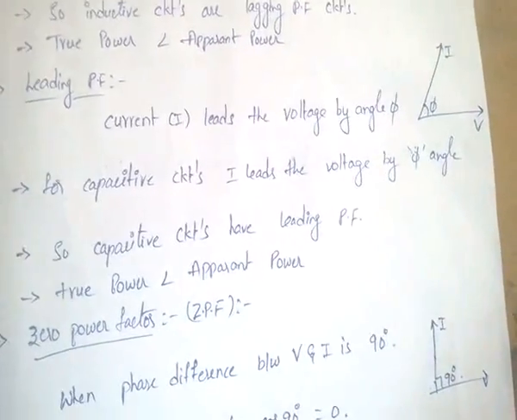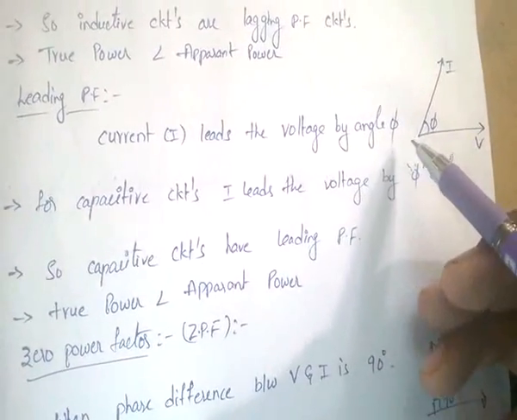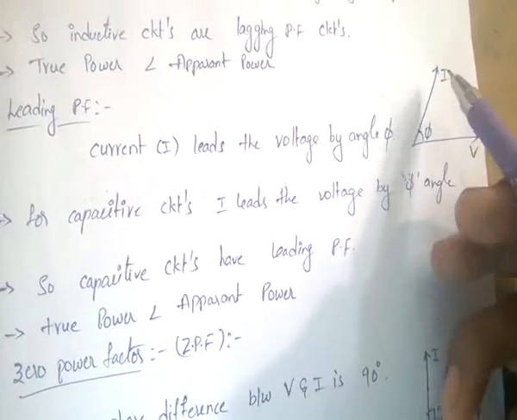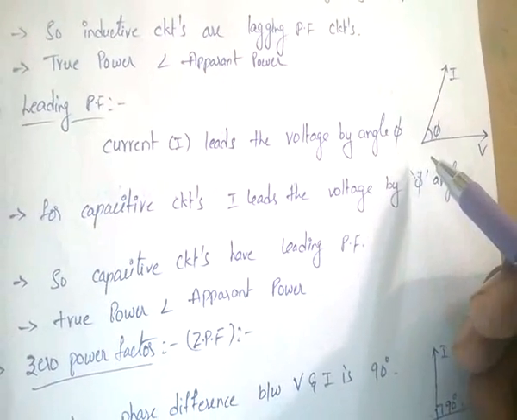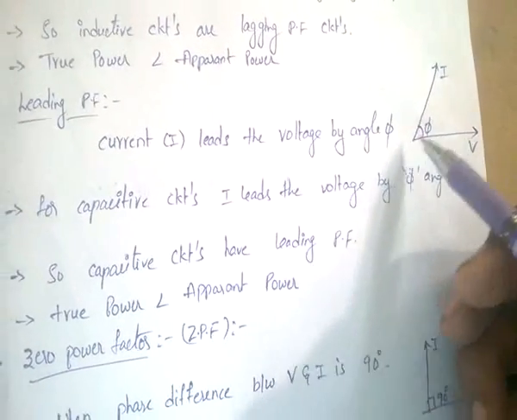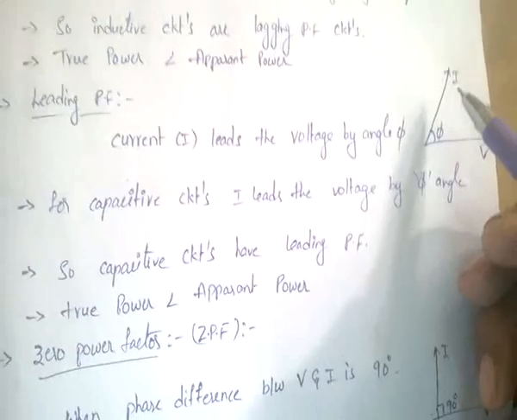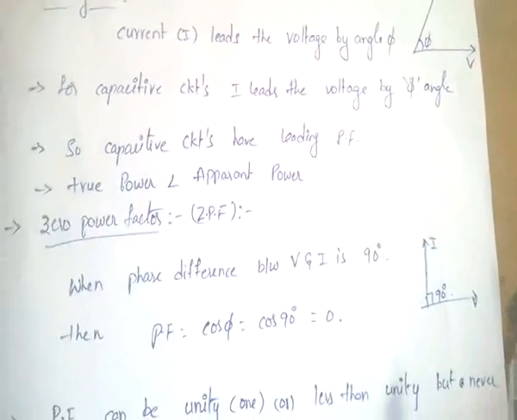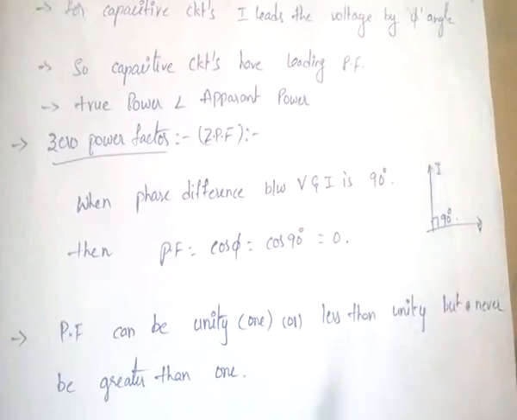Next, what is leading power factor? Leading power factor means the current leads the voltage, by angle phi degrees. For capacitive circuits, the current leads the voltage. So capacitive circuits have leading power factor. Here also true power is less than apparent power.